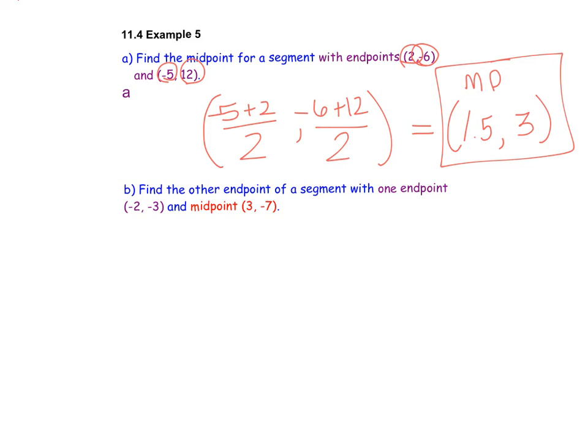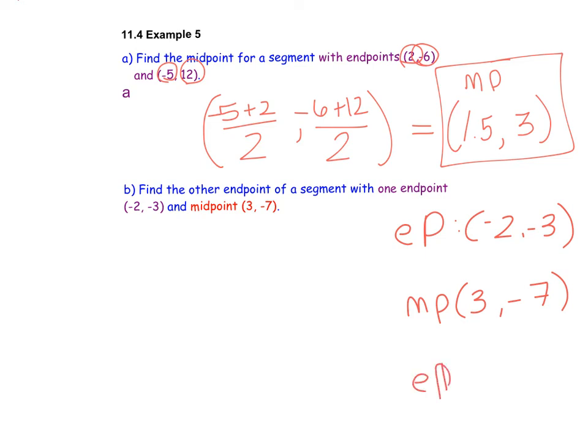All right, finally, if I look at the second one, they give me one endpoint at negative 2, negative 3. I then have the midpoint, which is at 3, negative 7, and I need to find the other endpoint. So here I can use the equations if I choose, but I know that it's quite a bit quicker if I just apply what I know about a midpoint.